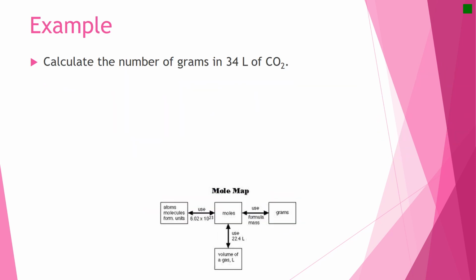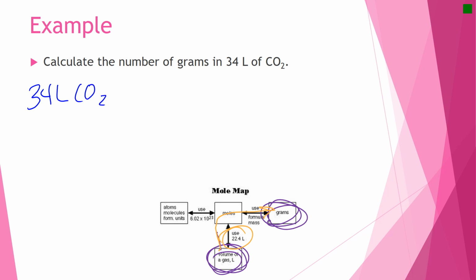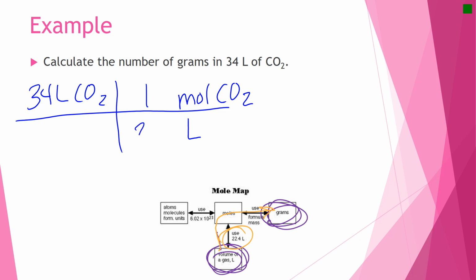All right, calculate the number of grams. So I'm going to end up here from 34 liters of CO2. So my route has to be going this way. So I'm going to go up and over. So the first one I'm going to use is that 22.4. So 34 liters of CO2. Notice that I'm writing my units every time and I'm writing the substance every single time. Liters will go on the bottom because liters is on the upper left on this one, and I'm going to go to moles, which is on the top. So it's 1 mole of CO2, and the conversion is 22.4 liters of CO2.